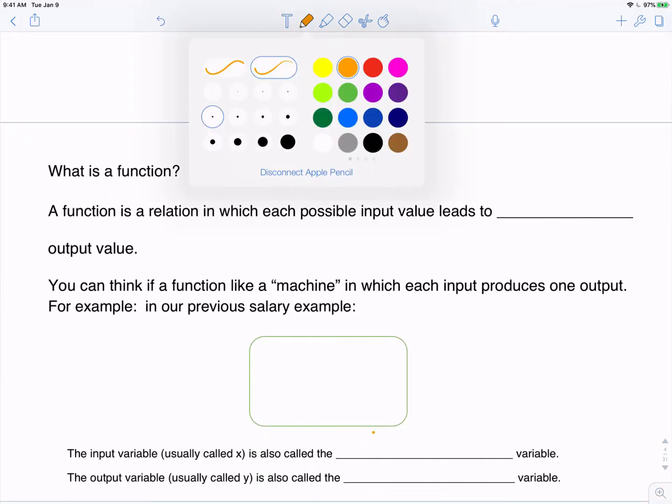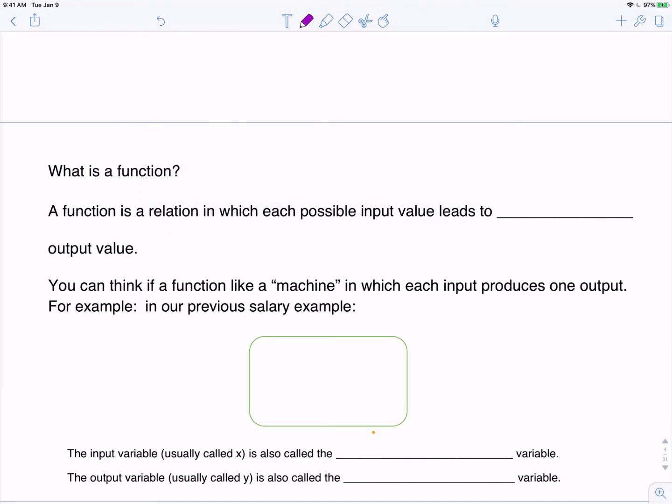So now let's talk about functions. So what is a function? A function is a relation in which each possible input value leads to exactly one output value. You can think of a function being a machine in which each input produces one output.